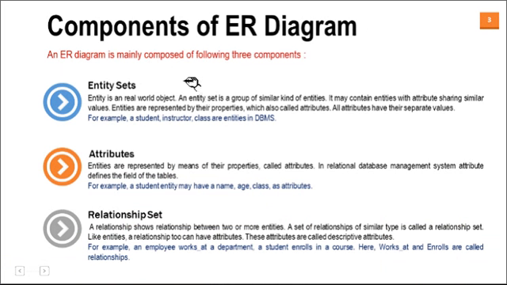Here we have the components of an ER diagram. We have basically three components in our ER diagram. First one is our entity set, second one is our attribute, and third one is our relationship set. First, we'll discuss what entity and entity set are. First, I'm going to explain to you what an entity is.